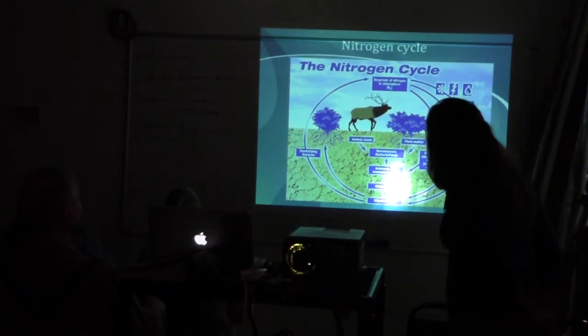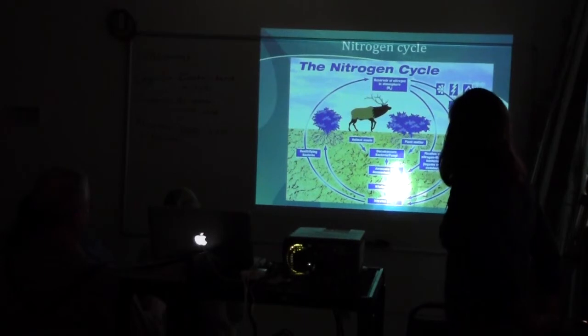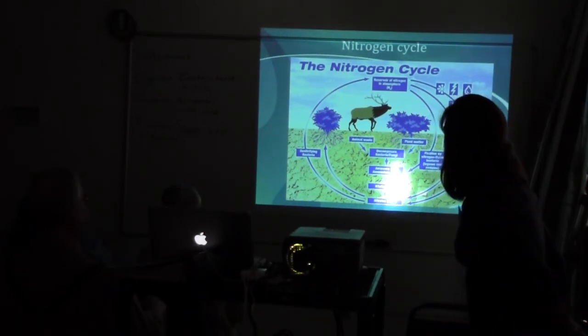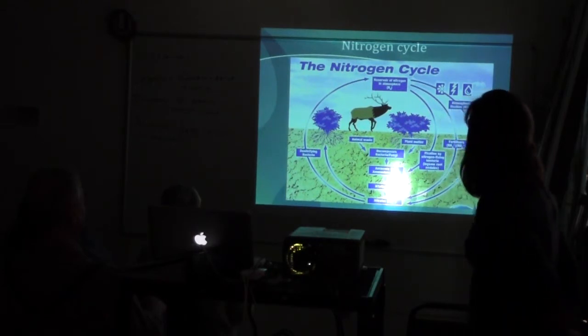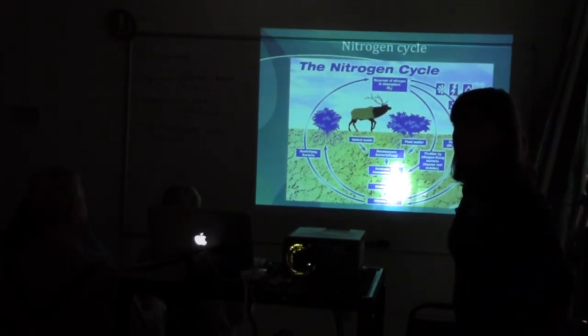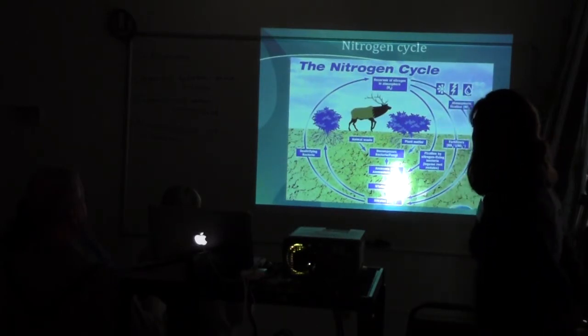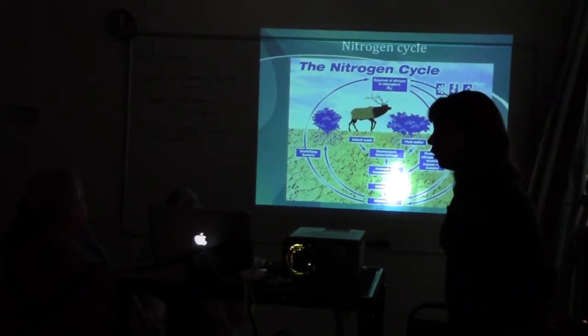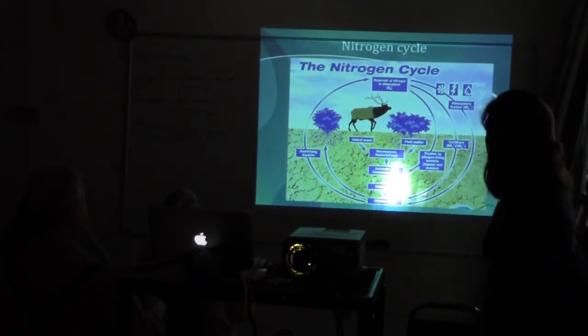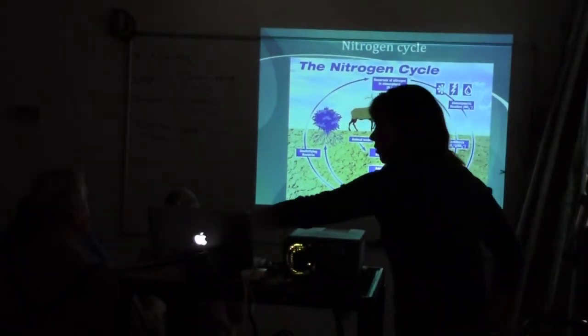Here's the other cycle. Nitrogen. You have to have nitrogen. Why do you need nitrogen? Nitrogen is essential to make what kind of molecule? Protein. You have to have nitrogen. And this is one thing I should have said. Nitrogen is the element that is usually the most limiting. If an organism is not growing, is not thriving, you look to see if it's getting enough nitrogen. Nitrogen is usually the element that is limiting.